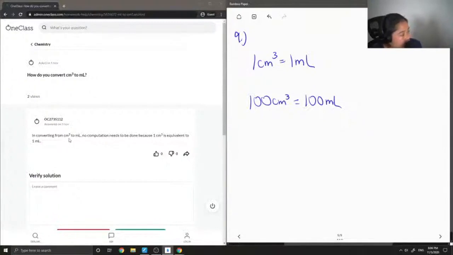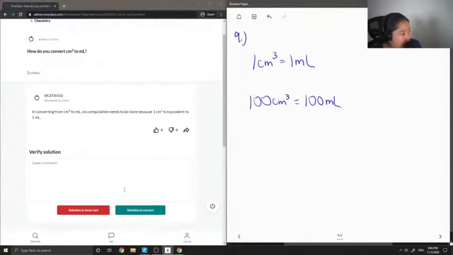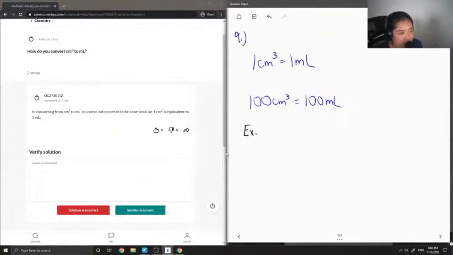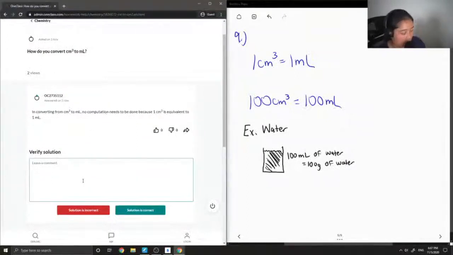So in converting centimeters cubed to milliliters, no computation needs to be done because 1 centimeter cubed is equivalent to 1 milliliter. So this is also helpful when you want to measure out, like, water. Because water is one of those special compounds that when you have 100 mils of water, this is the same as saying you have 100 grams of it as well. The solution is correct.